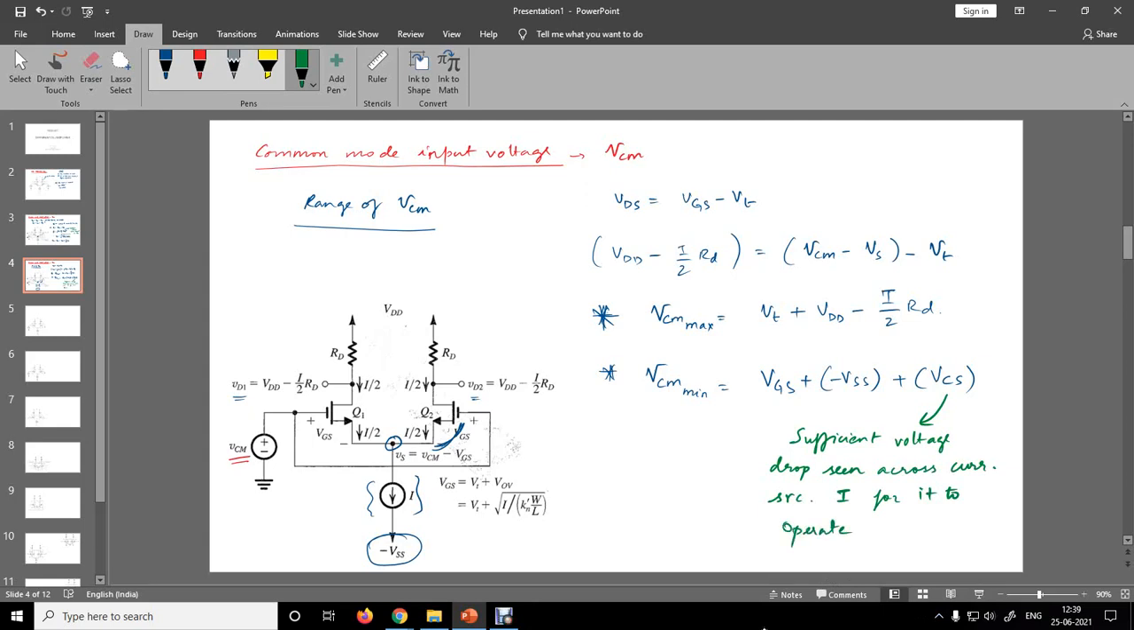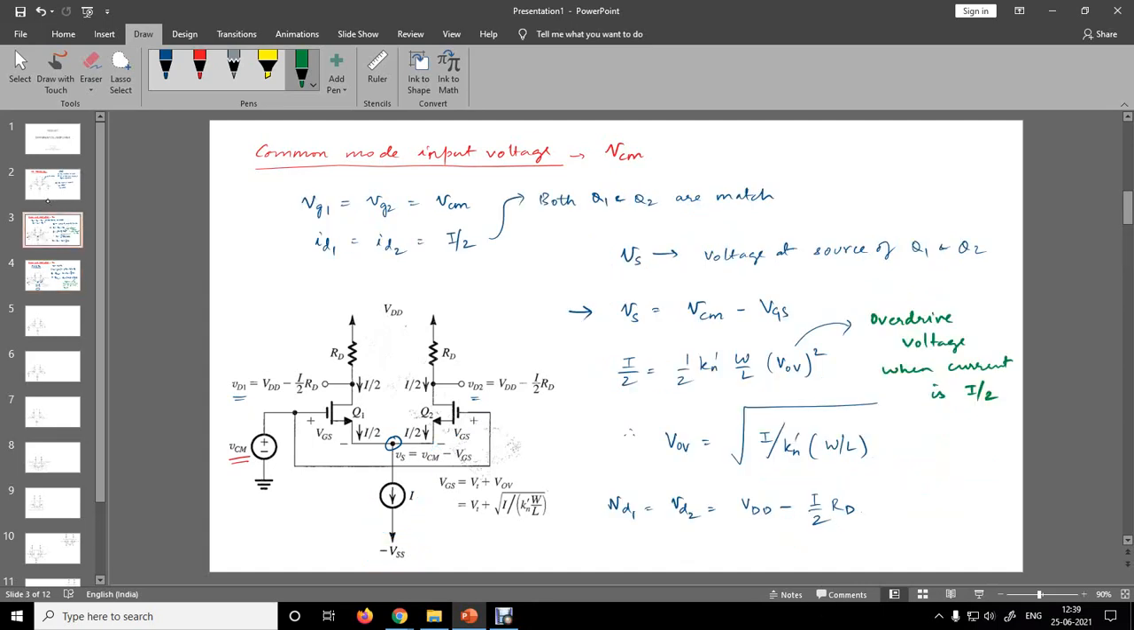Okay, right. So this is VCM max and VCM min. I hope this is clear. So this is the range of VCM. Right. So this is actually a common mode input. So we have given a common mode input VCM, and we have seen what its range should be there.